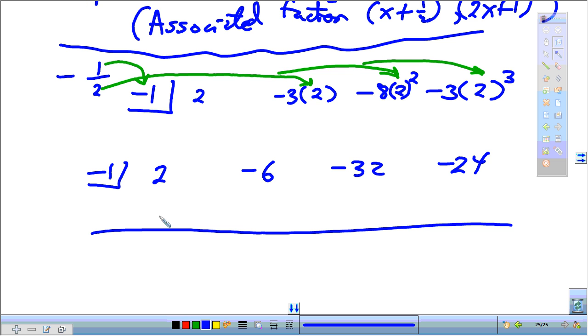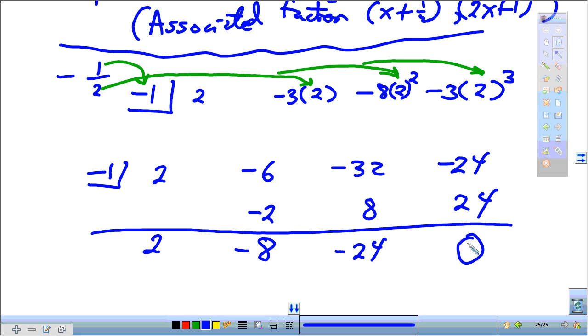So I take 2 with nothing underneath, adds to 2, multiply by the minus 1, add in the column, multiply by the minus 1, add in the column, multiply by the minus 1, and finish. So I get a 0 here, so I get the root. The number I checked, minus a half, is a root.